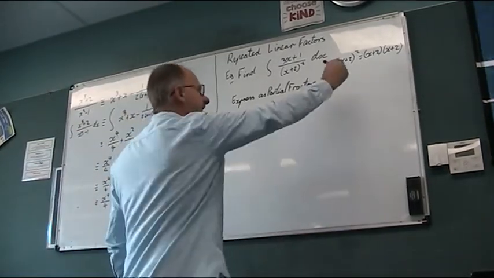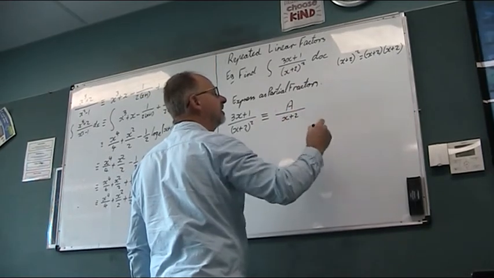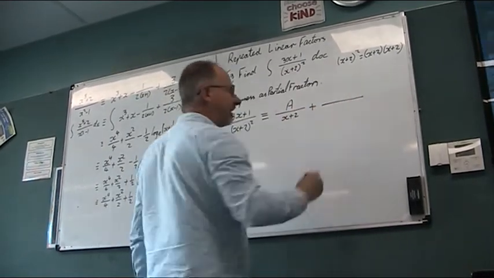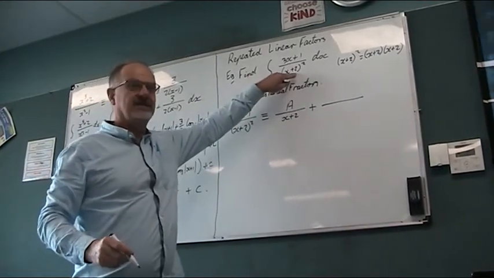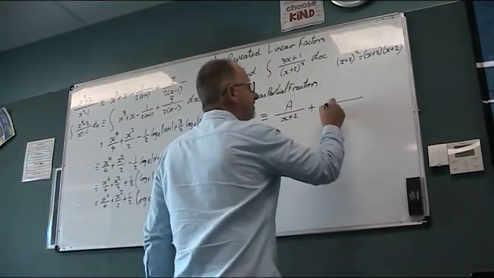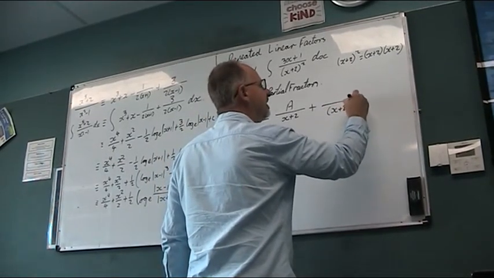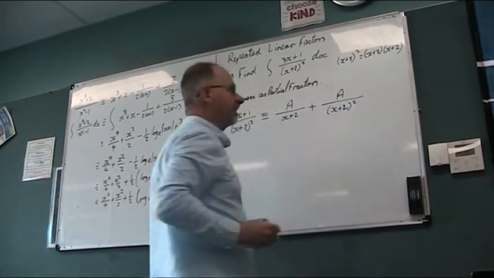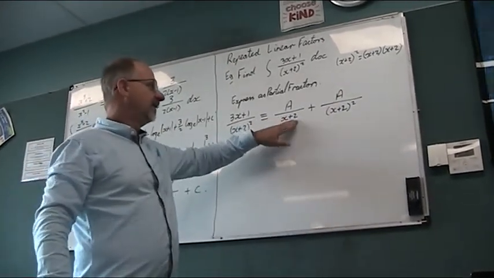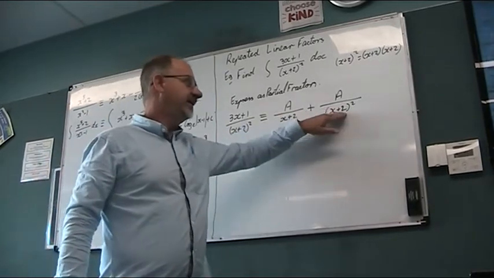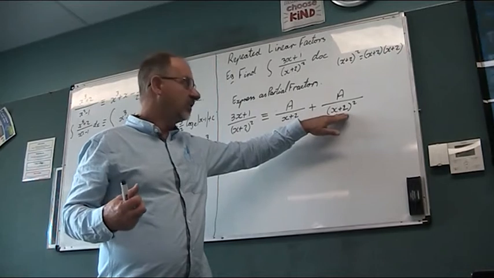represented. Well, one of the factors is clearly x plus 2, but the other thing that divides evenly into it is in fact x plus 2 squared. So when you have repeated linear factors, you can have the linear factor, but then you've got to have the product of those linear factors as well.